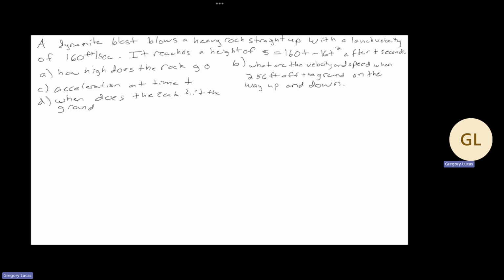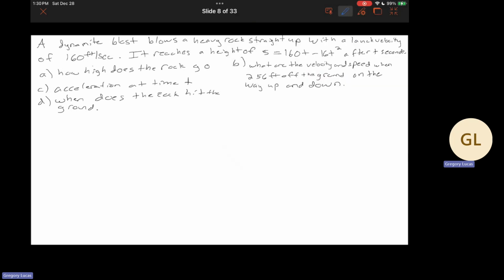Let's take this piece by piece. So to start with A. A says, how high does the rock go? Okay. So the rock is at the highest point when velocity is 0. So let's change color so I know I'm using my solution. All right, so we want to know, when is the velocity 0? And we want to know when velocity is 0 because it's going to reach 0 when it's at its highest point, and then the velocity will switch its sign since it's coming back down. That's why we have the difference between velocity and speed.